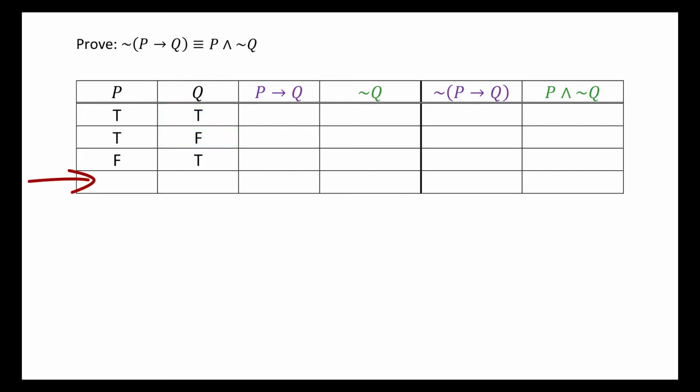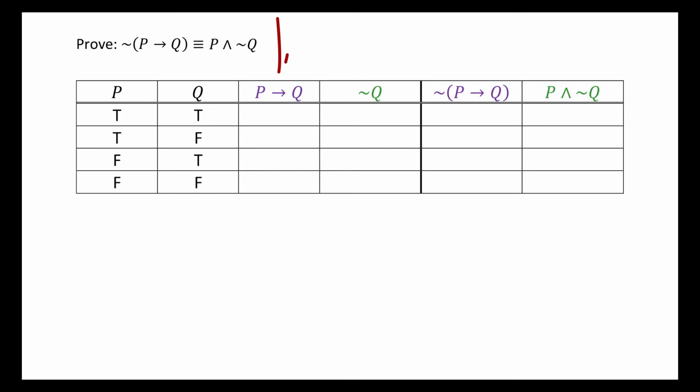For the last row, we again copy the truth value for P from the previous row, false, but we enter a different value for Q, false, so that the last two rows do not match, and the pattern for Q from the first two rows is maintained. We now have all possible combinations of truth values for P and Q. Now we complete the remainder of the table.